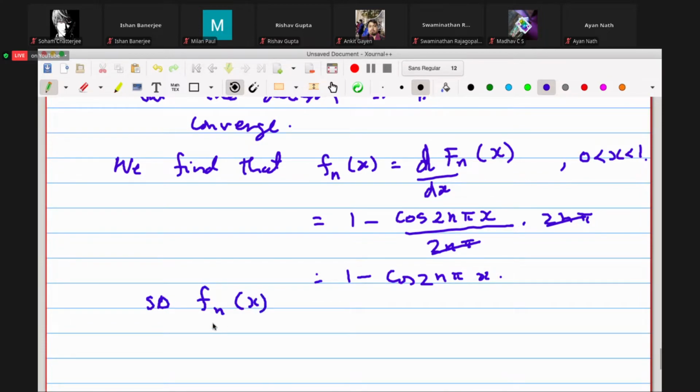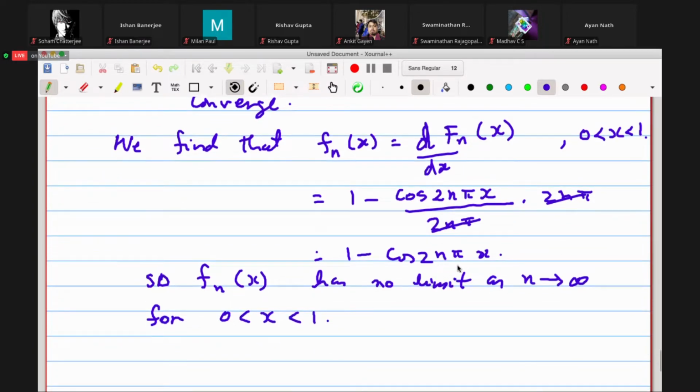So fix an x between 0 and 1. This has no limit as n goes to infinity for 0 less than x less than 1, because this keeps fluctuating.